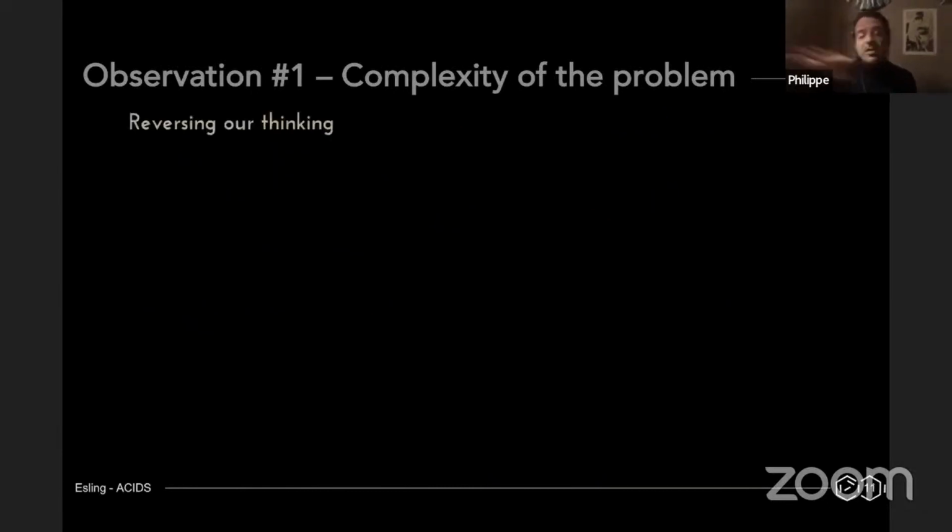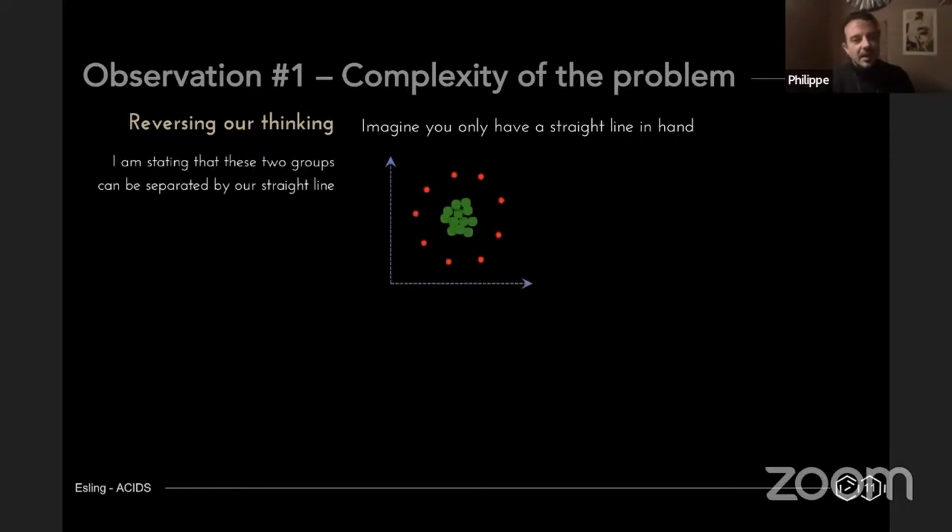Next observation, let's try to reverse. This is a weird thinking experiment I do with my students before they know the answer, and I'm guessing some people might know the answer. But imagine the only way to solve a problem you have is to have a straight line. And I'm stating that these two groups of points can be separated by a single straight line. And the question is, of course, how can you do that? And that's a very good way, if you are in a bar, to brag about your new machine learning skills and lose some friends in the bin.